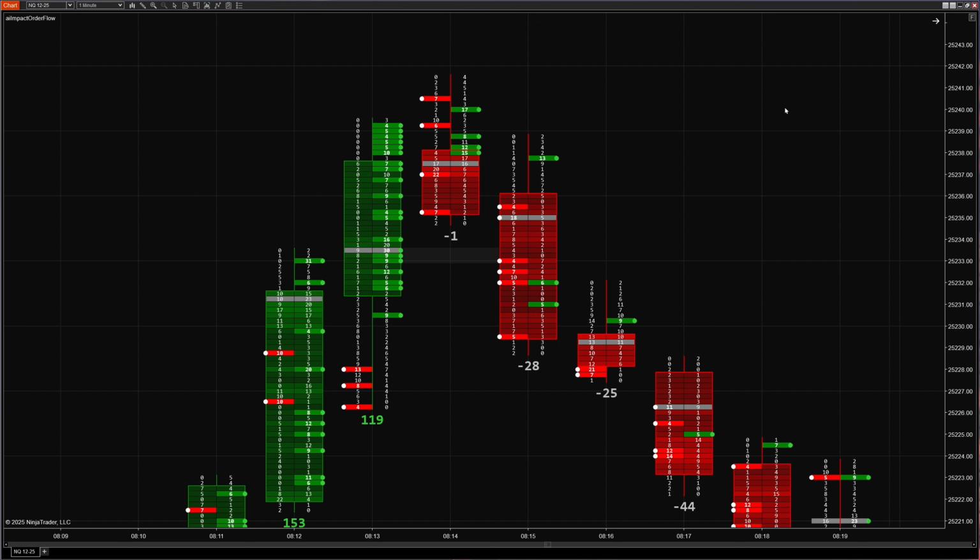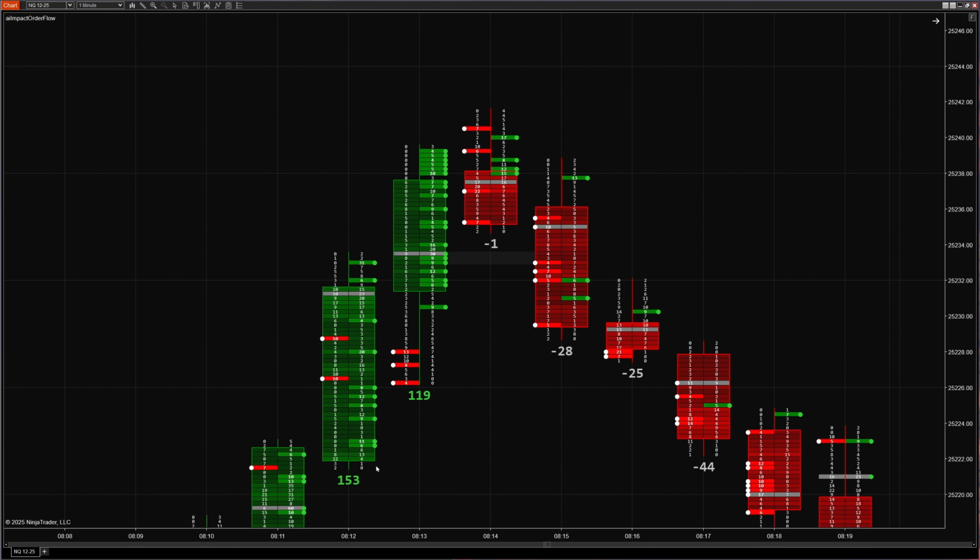But we had a couple things working for us. As the market was pushing on up, we had multiple things. The first, if we look at the delta, notice we had 153, then we had a positive 119, and then it went to a negative 1.